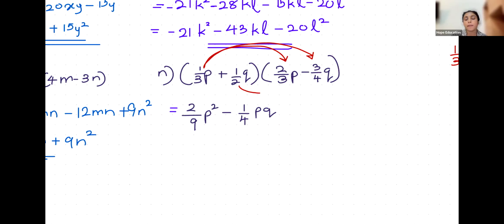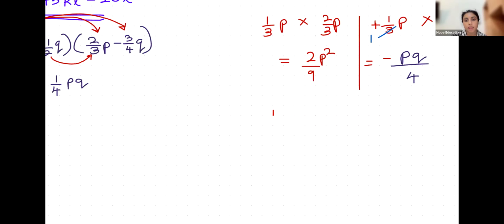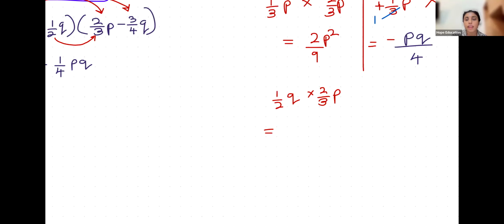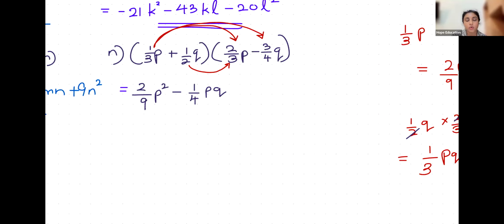1 over 2q multiplied by 2 over 3p. So here you can see again 2 and 2 cancel off. So what do we have remaining? 1 on top, 3 at the bottom, and p times q is pq. That is 1 over 3pq. Plus 1 over 3pq.